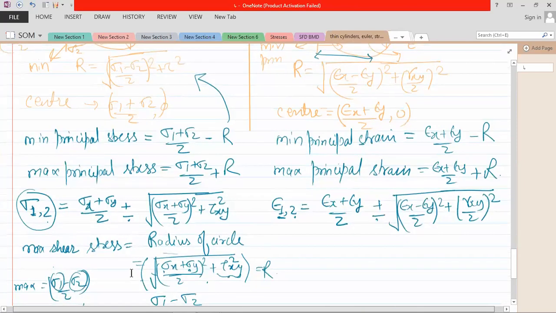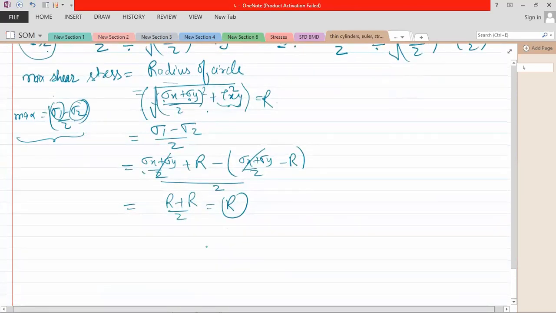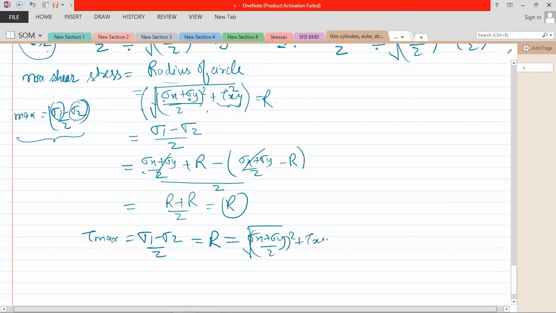Now that maximum shear stress, tau max, is also (sigma 1 minus sigma 2)/2, and it is also the radius, and it is also equal to the square root of ((sigma x plus sigma y)/2) whole square plus tau xy square. So these are principal stresses. These are stresses where tau xy is present. Both are different things. That's why both are written in this form. I hope it is clear to you now. Just please respond, is it clear to you?